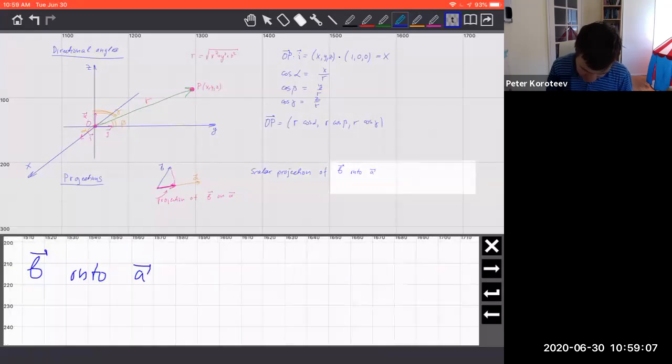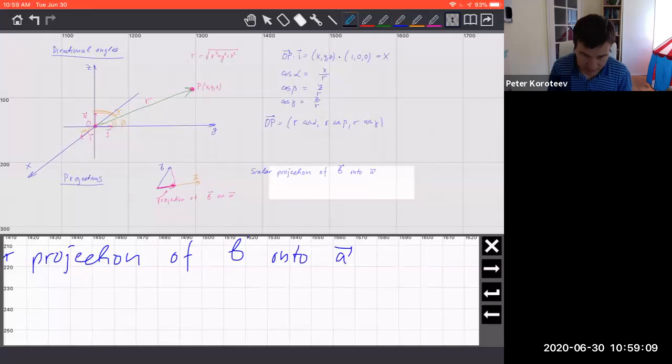Which is given by this formula. So we take the A dot B, right, and then we divide by the absolute value of A. Let's see what it does, right?